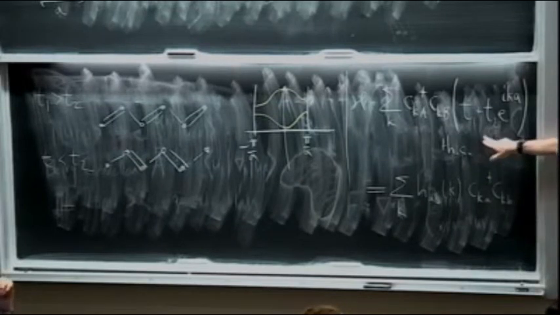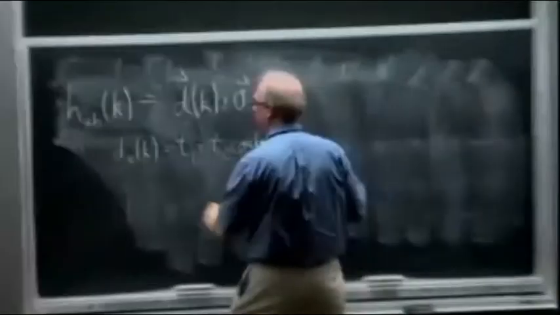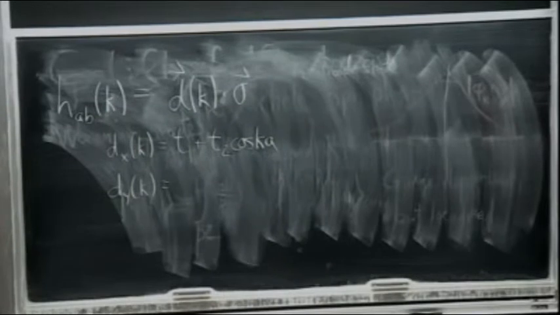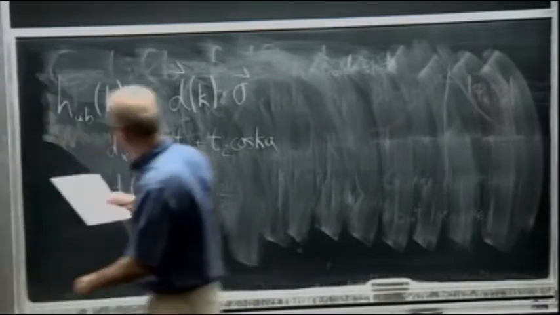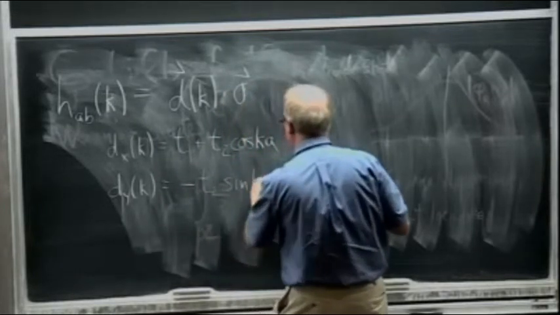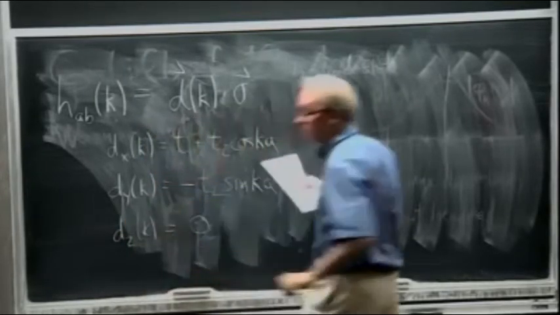piece. So the sigma x piece is going to be the real part of this, which is T1 plus T2. So dx is equal to (T1 plus T2) cosine ka, and dy is, I think, going to be minus the imaginary part of this. So it's going to be minus T2 sine ka. And then, of course, dz of k is equal to 0.